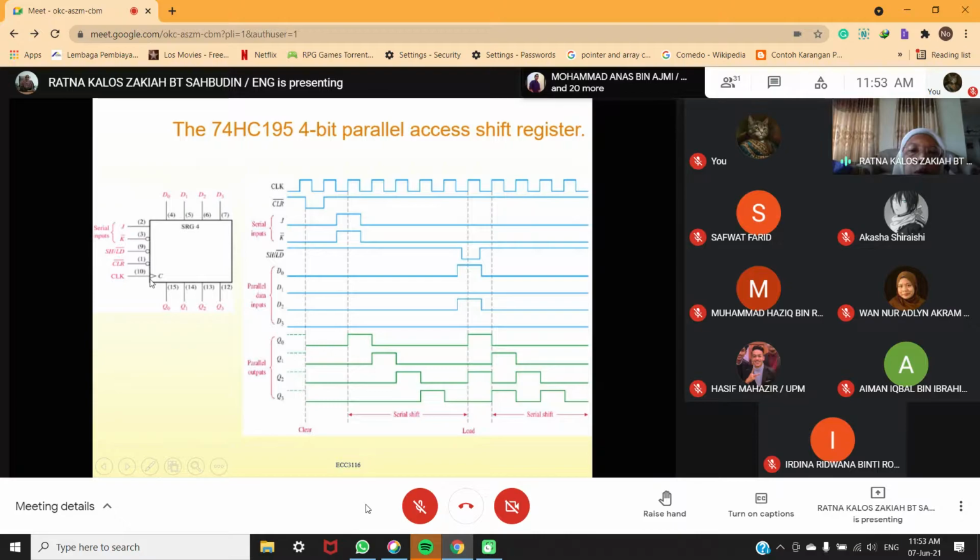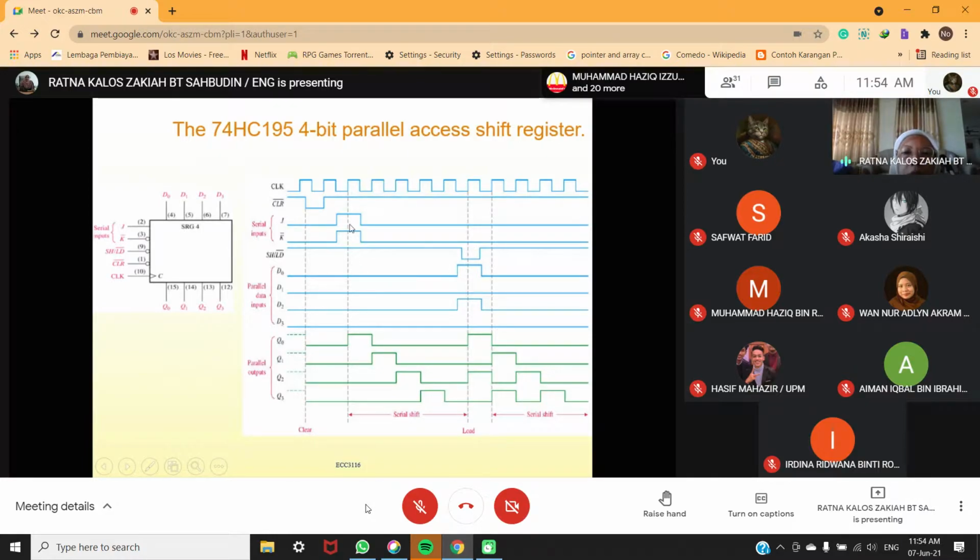Clock, positive edge because you have no bubble. So you refer to the positive edge. And then you have clear. You must refer to the negative here. This part will be clear. And then you look at here, shift and load. When it is low, it will load. When it's high, we shift. So here, this is high, we shift. And then this part will load.